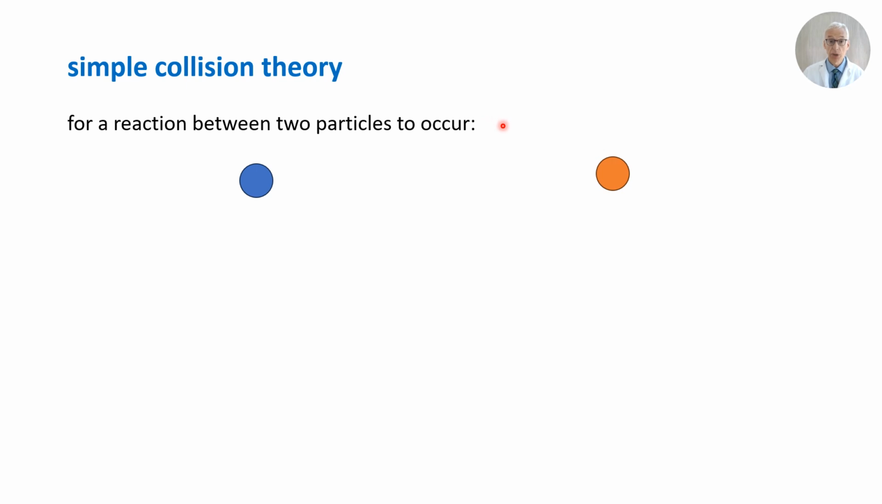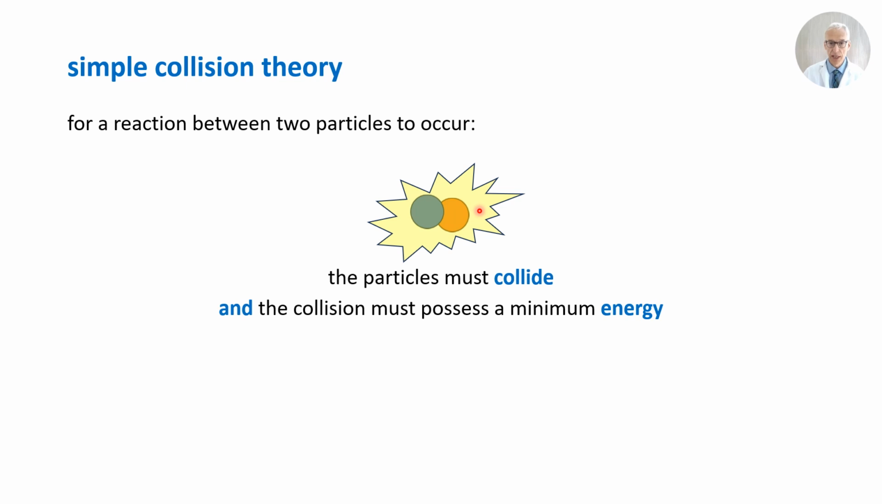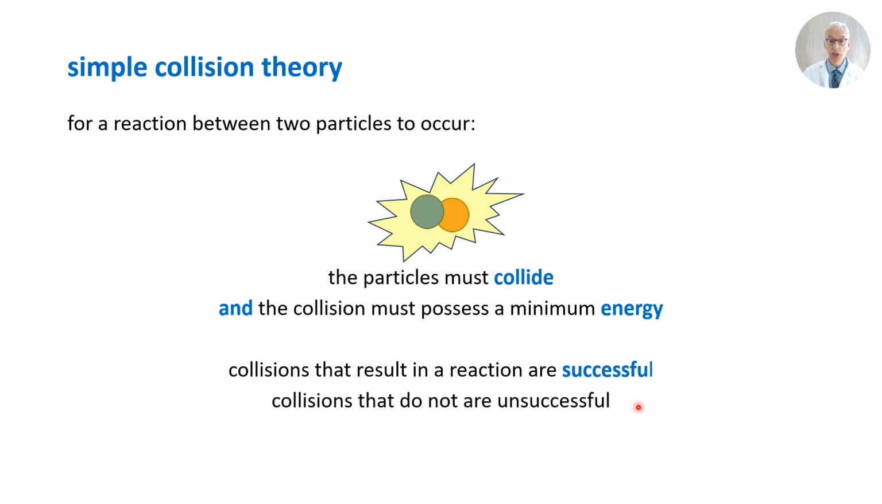For a reaction between two particles to occur, simple collision theory uses two main ideas. The first one is that particles must collide. The second one is that the collision must possess a minimum energy. Collisions that have that minimum energy and result in a reaction are termed successful. Collisions that do not result in a reaction are unsuccessful. An important point is that the vast majority of collisions are unsuccessful.